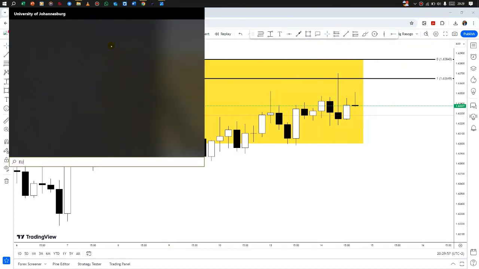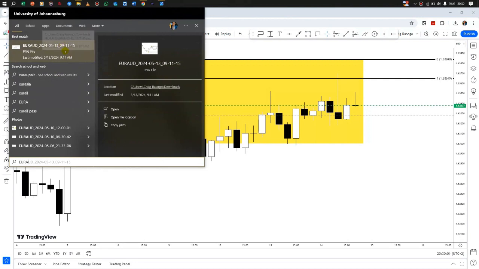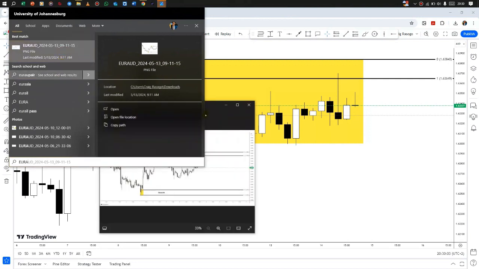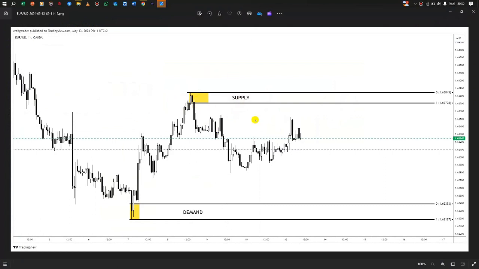Let me check. It seems like I refined my zone too much. Okay, yeah, that's it on the 1-hour time frame, but the price can still come back to our zone.